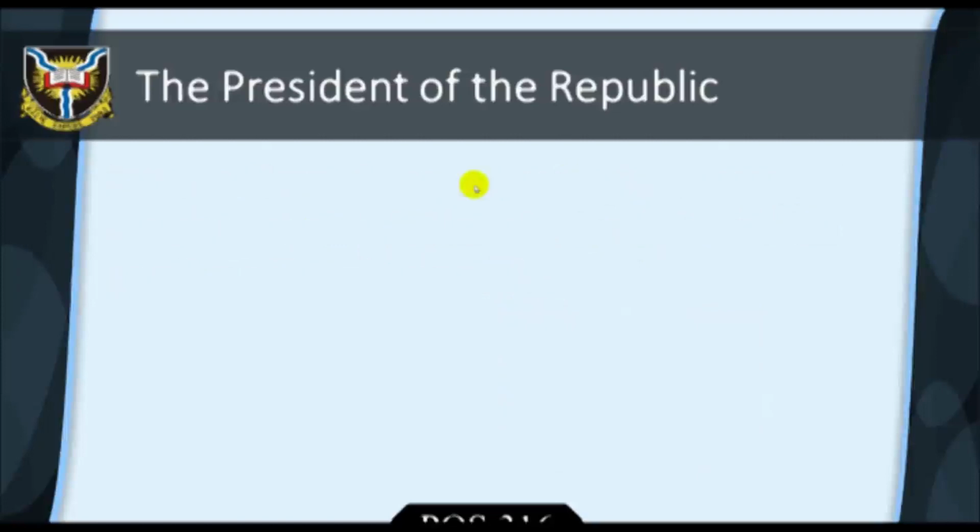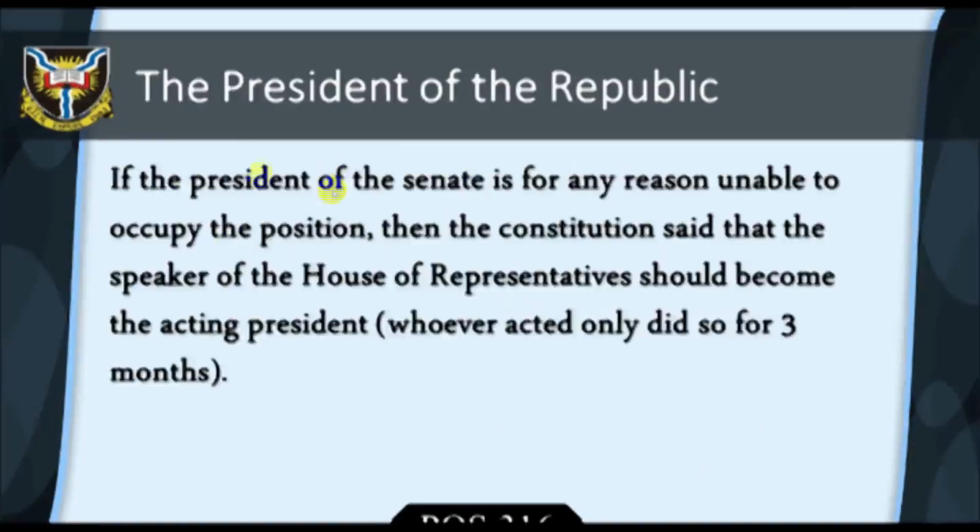Whenever the office of the President was vacant, either due to removal or incapacitation of mental or physical disability, the Constitution provided that the President of the Senate should become the acting President of the Republic. If the President of the Senate is for any reason unable to occupy the position, then the Constitution said that the Speaker of the House of Representatives should become the acting President. Whoever acted only did so for 3 months.